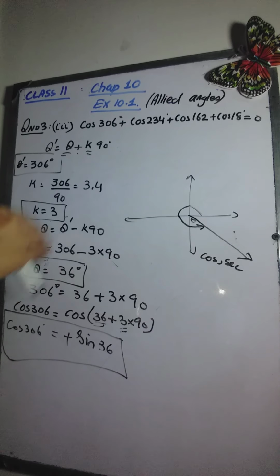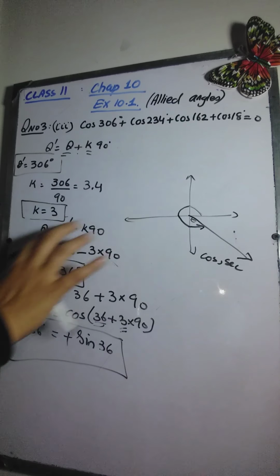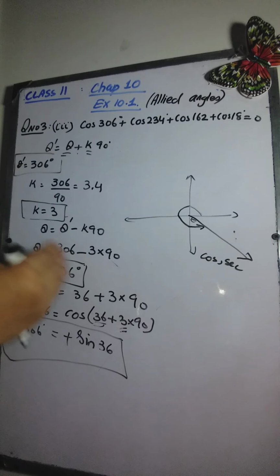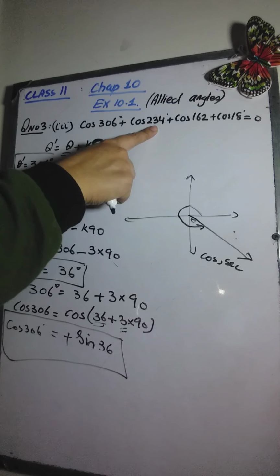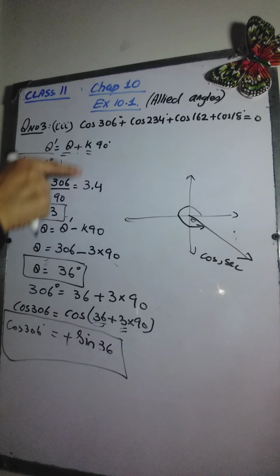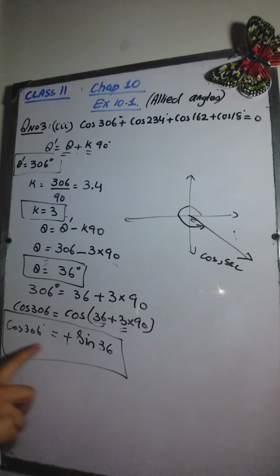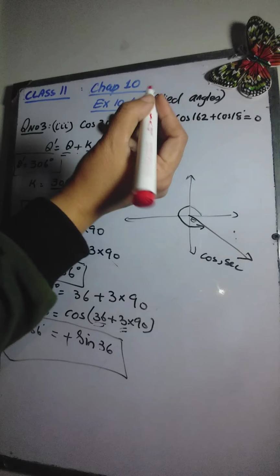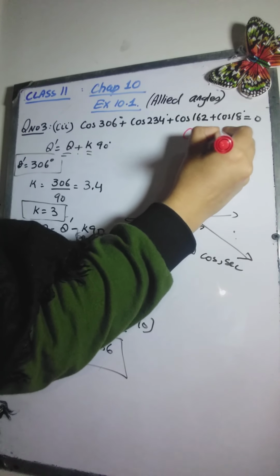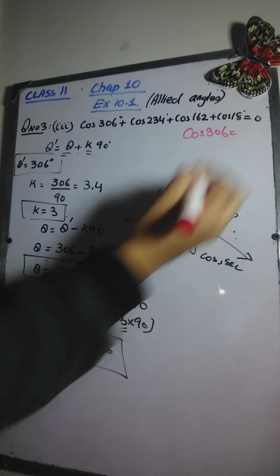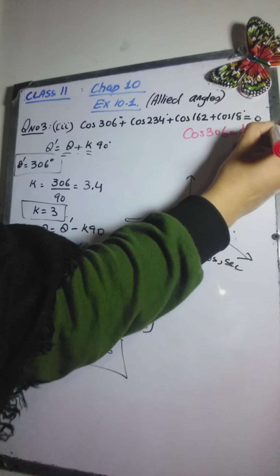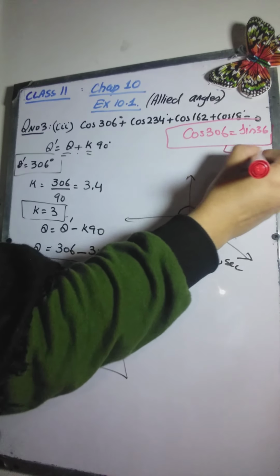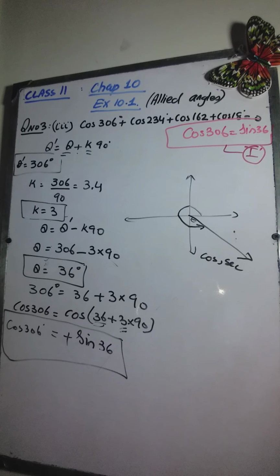In the same way we are going to express these angles in the form of acute angles. So, taking the next angle 234, we are again going to repeat the same procedure for it. We are going to note this down over here, because we are going to use it. Cos of 306 is sine of 36. Mark this as 1 because we are going to use it.